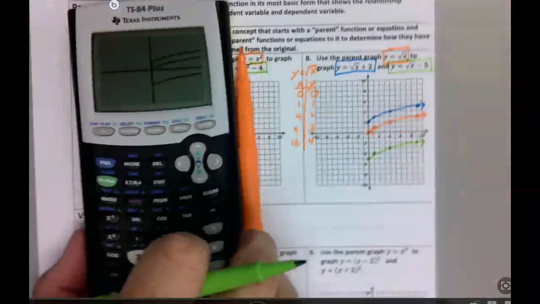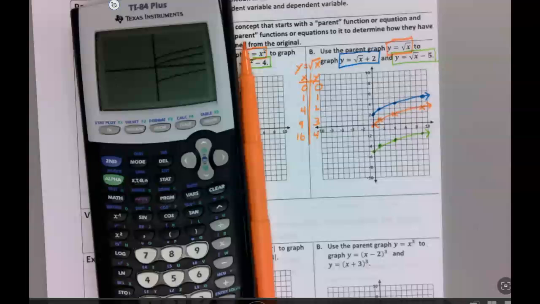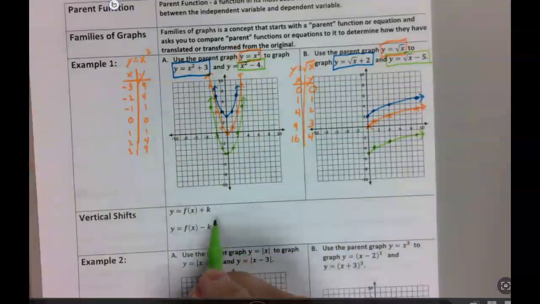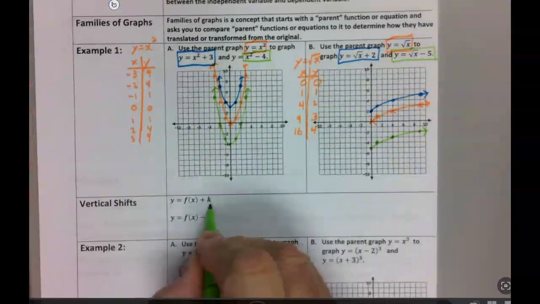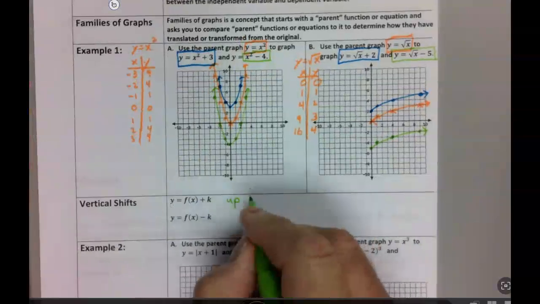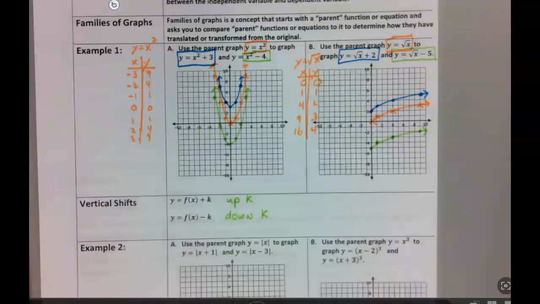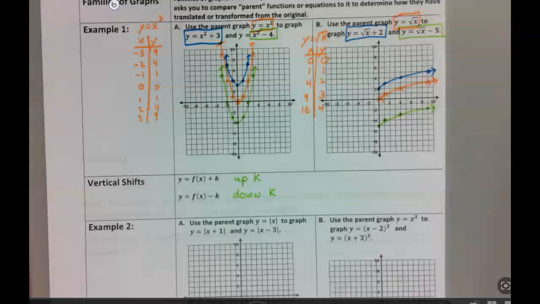Okay, so this is called a vertical shift, and this tells it to go, that K out here, up by K. This one here is down K. So vertical shift. Okay, vertical shift. Didn't do anything to the shape, did it? It just shifted it up or down. Okay, let's go to the next one.